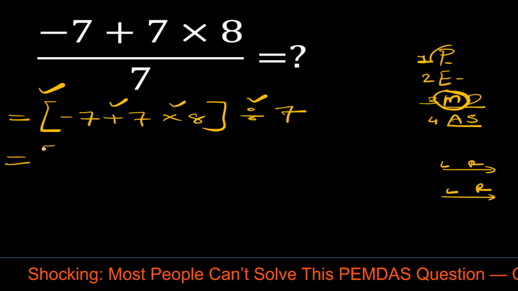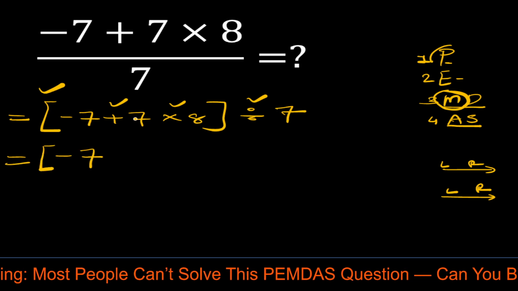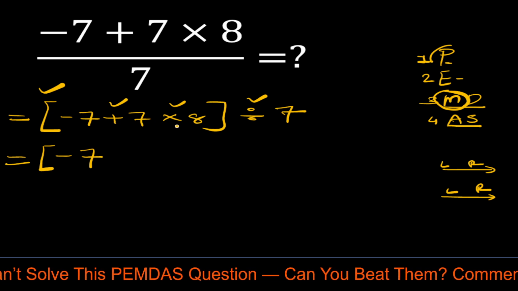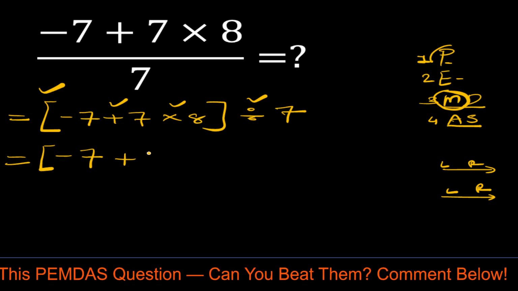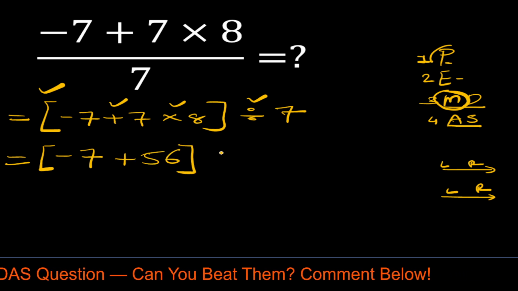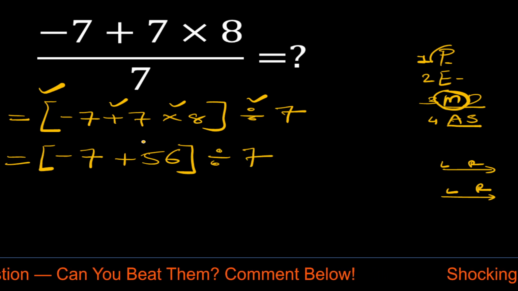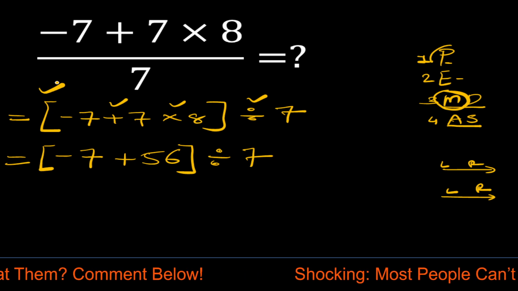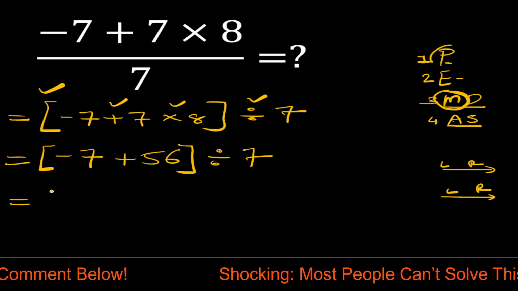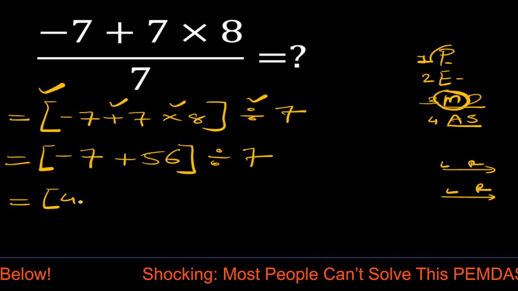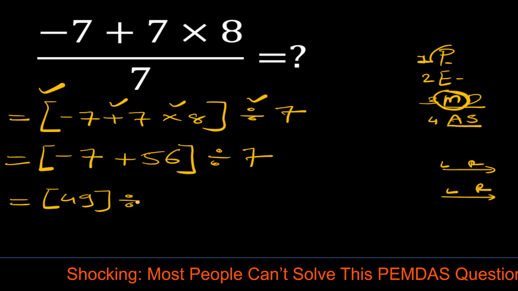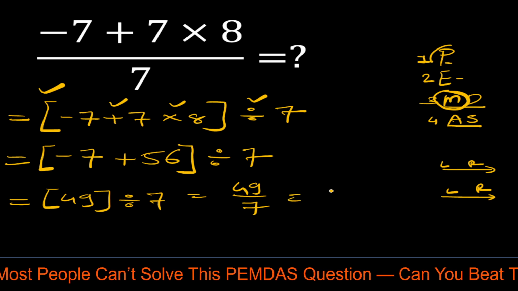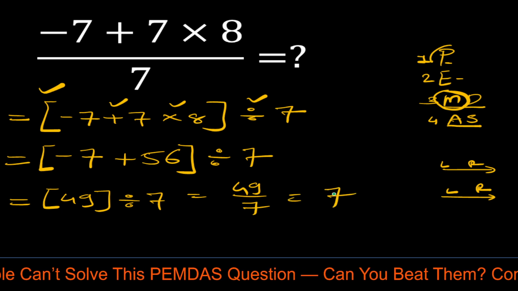So now in the parenthesis -7, now 7 multiply 8 is equal to 42. Sorry, 7 multiply 8 is equal to 56. So plus 56 divided by 7, right? So now 56 minus 7 is equal to 49. So -7 plus 56 is equal to 49 divided by 7. So now 49 divided by 7 is equal to 7. So the correct answer is 7, right?